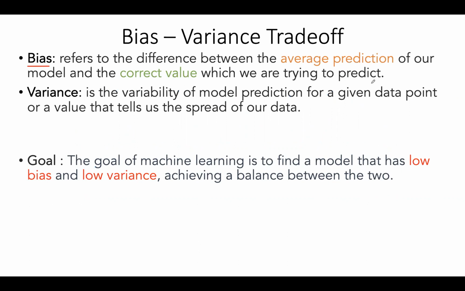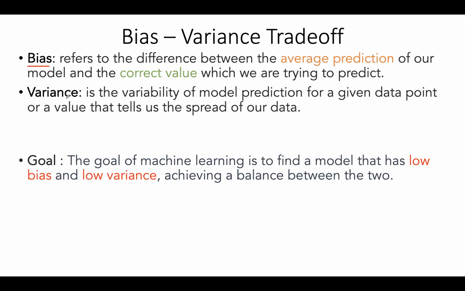Now, high bias models have a tendency to underfit the data. Why? Because a model with high bias pays very little attention to the training data, thus oversimplifying the model. Especially here, this results in high training error and poor performance on unseen data.